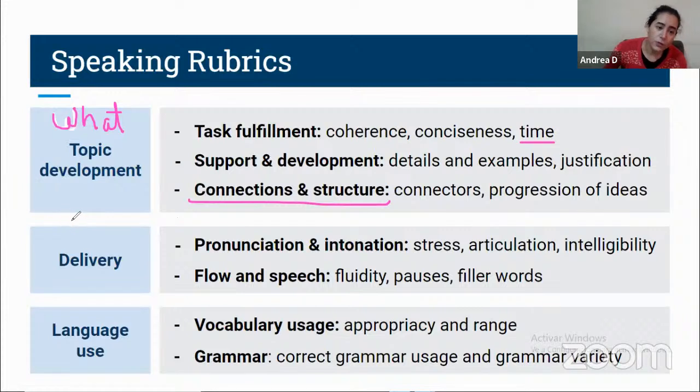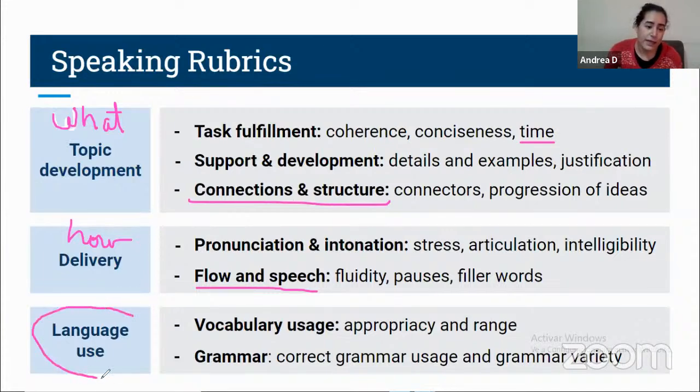Now, delivery has to do with the way that you say it. This has to do with the way you speak, right? How clear it is, how easy to understand it is, how you're pronouncing the words, intonating your sentences, articulating the words, and basically how easy it is to understand what you're saying. The easier it is for the listener, the better for your score. Also, how fluent you are. This means whether you're making too many pauses or using too many filler words, and it's not so clear, the expression of ideas. So that is how you say it.